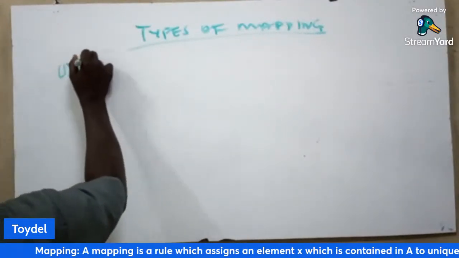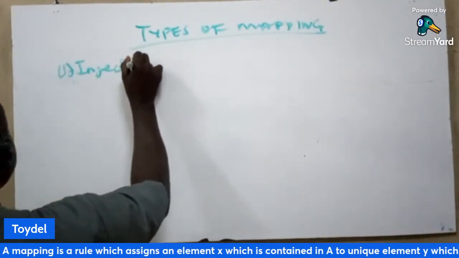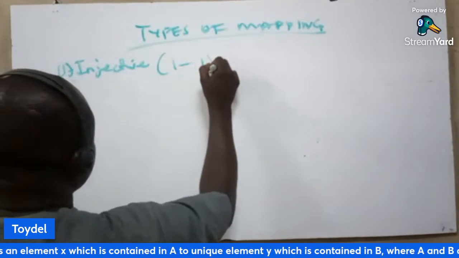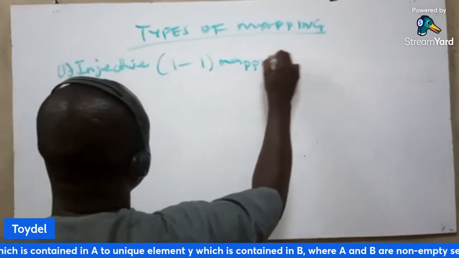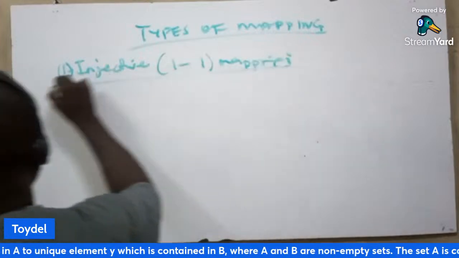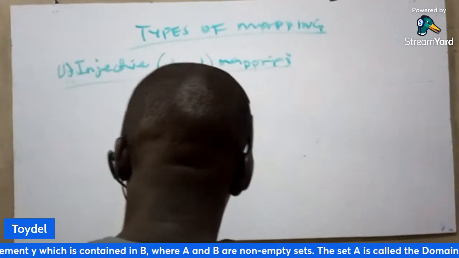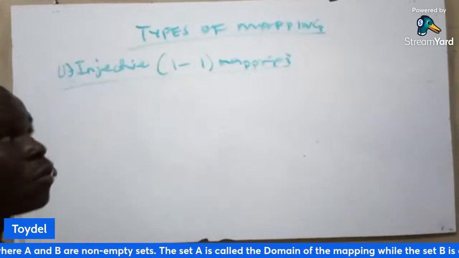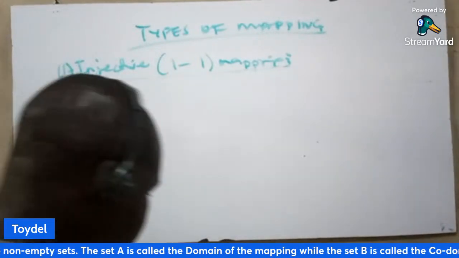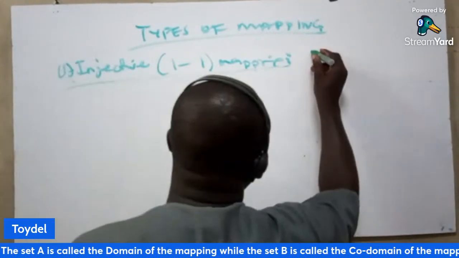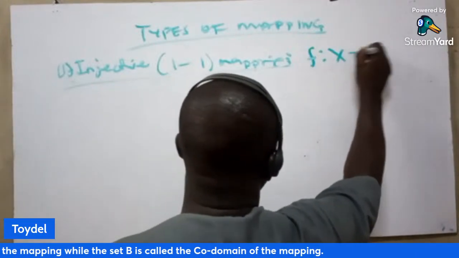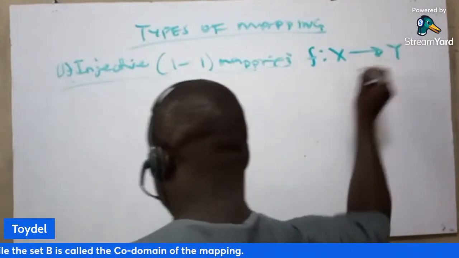The first one is called injective, or you can call it one-to-one mapping. So that's the first type that we talk about. The first type of mapping is called injective or one-to-one mapping. So in this case, let's say we are given a mapping f such that x to y, of course we know the meaning of this.